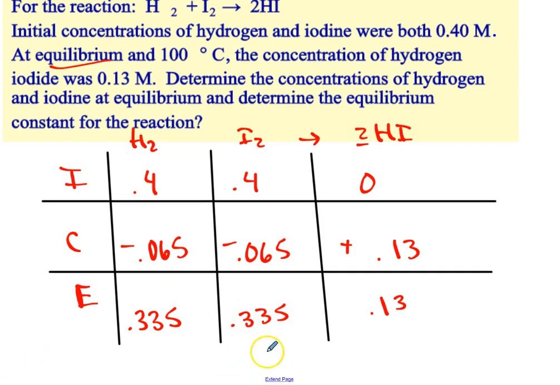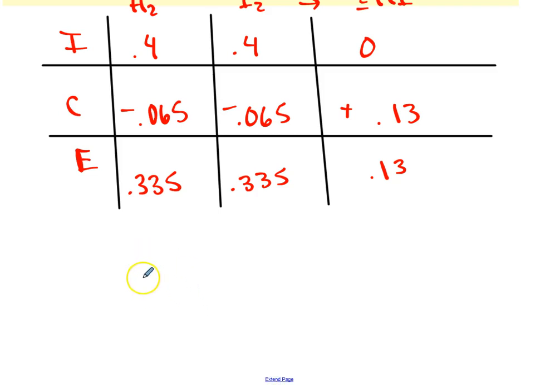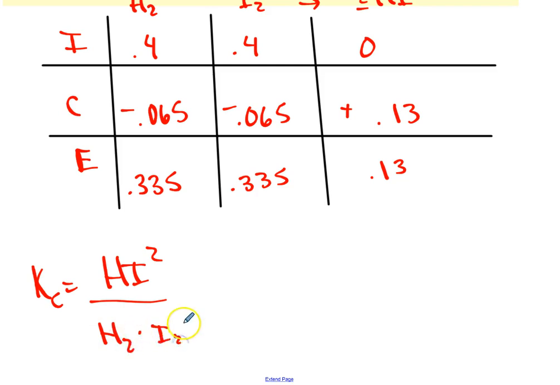Okay, let's lower down here. So now I have HI squared and then H2 to the first, I2 to the first, and we're ready to roll. So 0.13 squared. And these are the same. Would you care if I just put 0.335 squared? Because that's what it is.